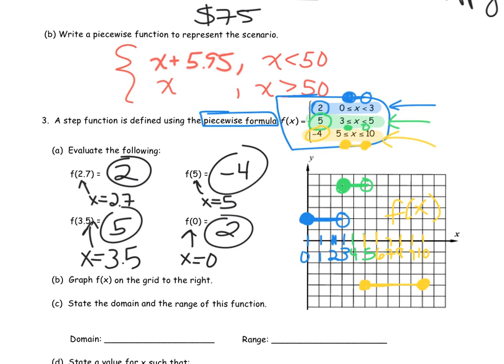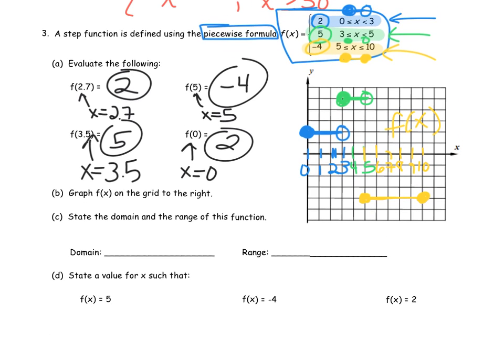Fantastic. So now we just want to answer the question of what is the domain and the range of the function. So remember, when we're talking about domain and range, domain is the x values, so we're traveling from left to right. As I travel from left to right, I have an x value at 0, 1, 2, 3 because of the closed circle, 4, 5 because of the closed circle, 6, 7, 8, 9, 10. So my domain is going from 0 to 10.